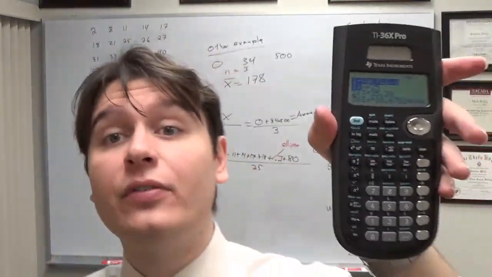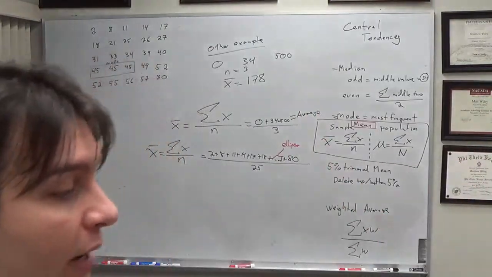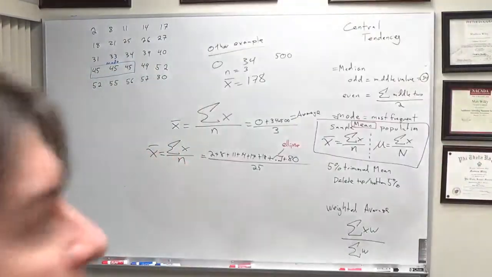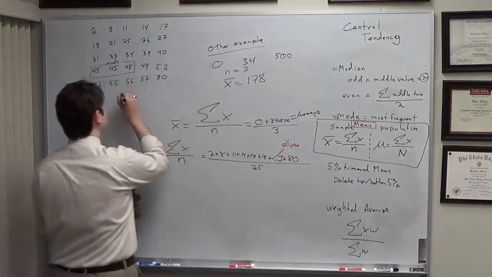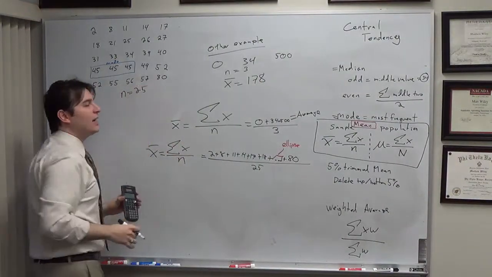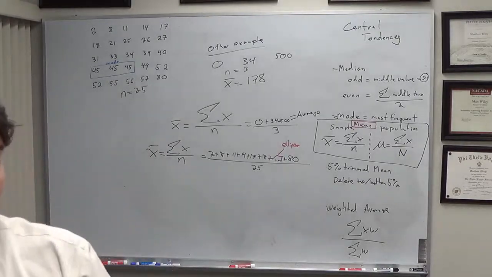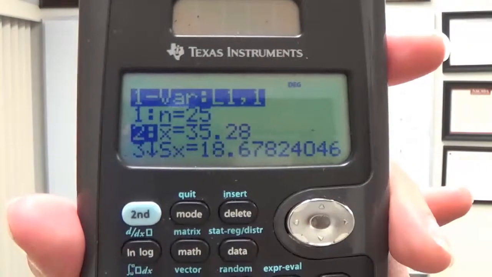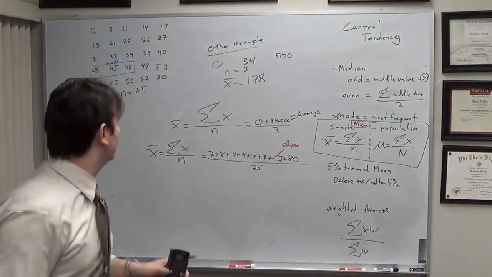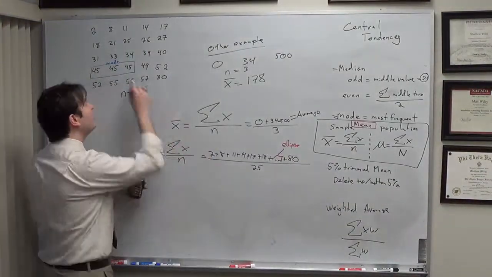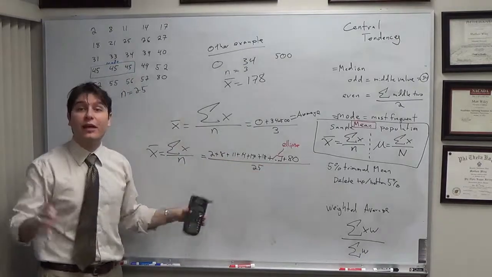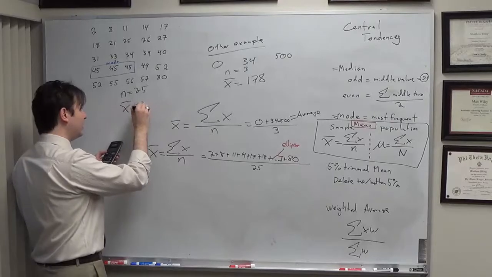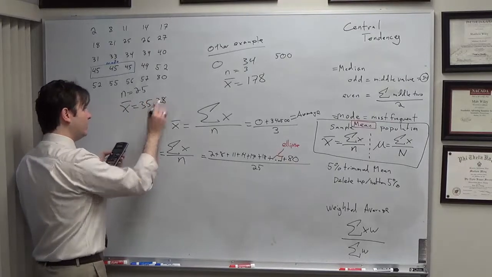Now my calculator is giving me quite a lot of data values, but the one I care most about is the top one. Notice that it says n equals 25. I knew that already, but it's nice to confirm. Notice the one right below it, x bar. It's got a number for x bar for me. It's done this calculation of adding all of these up together and dividing by 25, and it tells me that x bar is equal to 35.28.